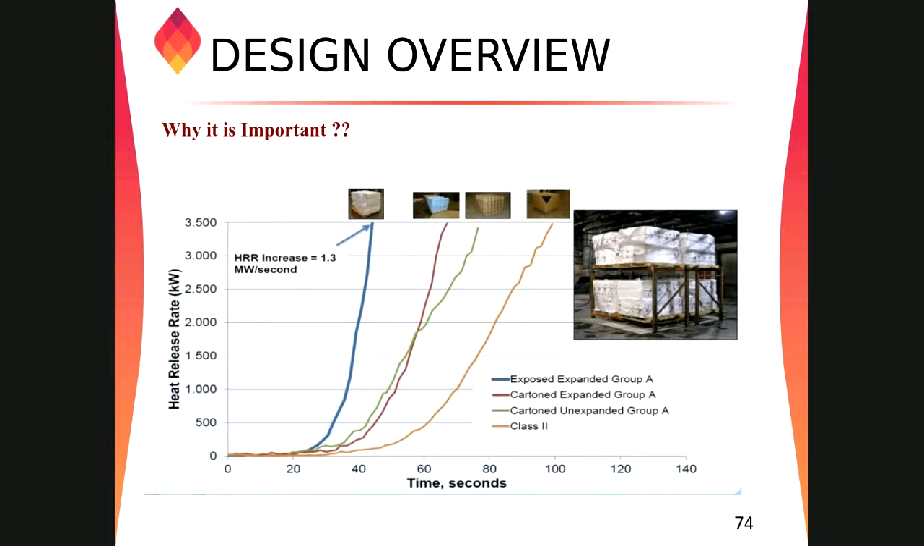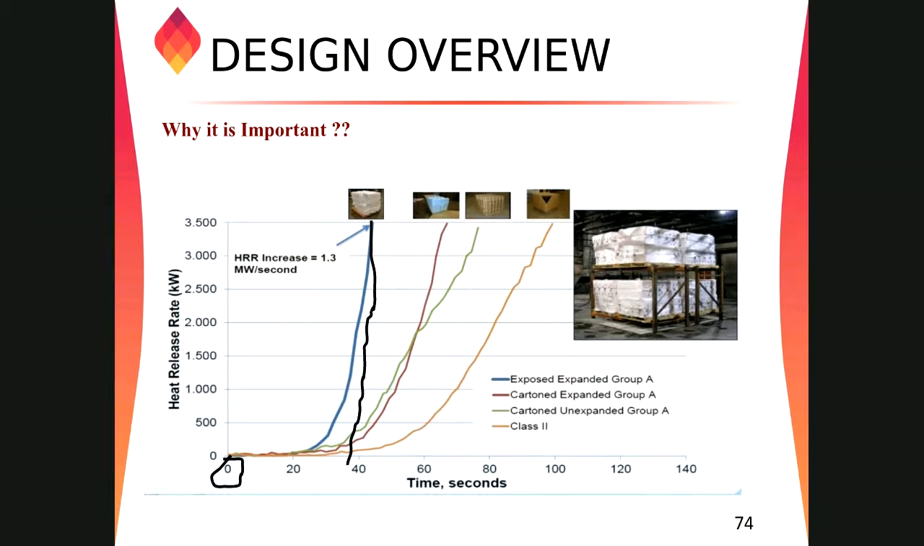Let's say at 0 seconds, when there is a fire, we don't have any heat, but after something around 35 seconds, we get a heat release rate of around 3.5 kilowatts. So we are getting 1.3 megawatts per second of heat. 1.3 megawatts per second of the heat.